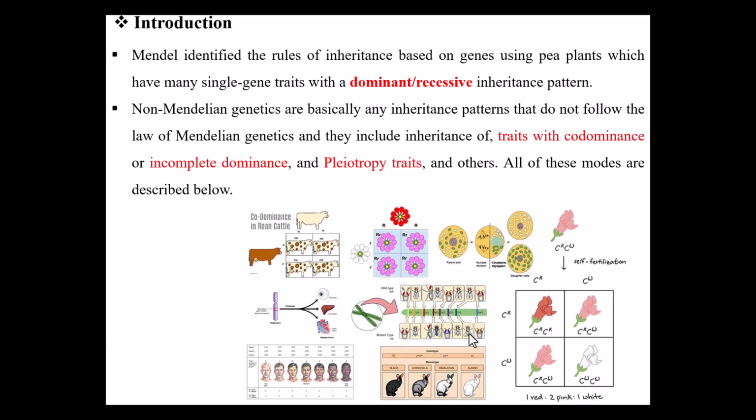In Mendelian inheritance, we know that one trait is dominant over another. But in non-Mendelian inheritance, we don't have dominance or recessiveness. For example, if there is a red flower and a white flower, the hybrid would be purple or pink. It means red is not dominant over white. Non-Mendelian inheritance includes codominance, incomplete dominance, pleiotropy, and others. All of these modes are described in this lecture.